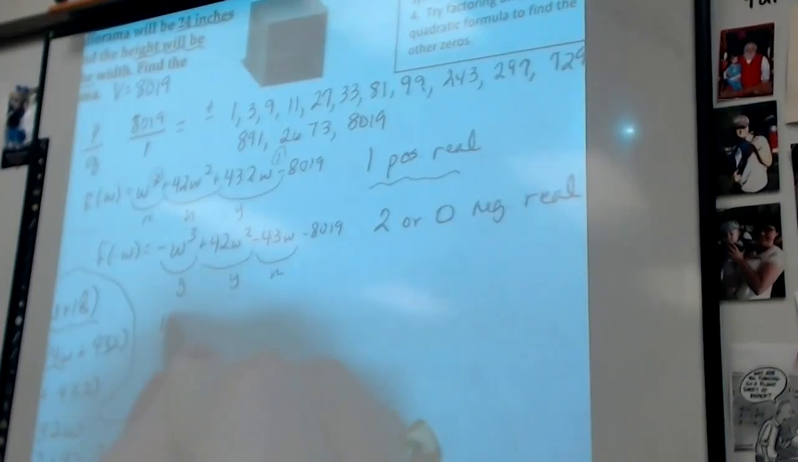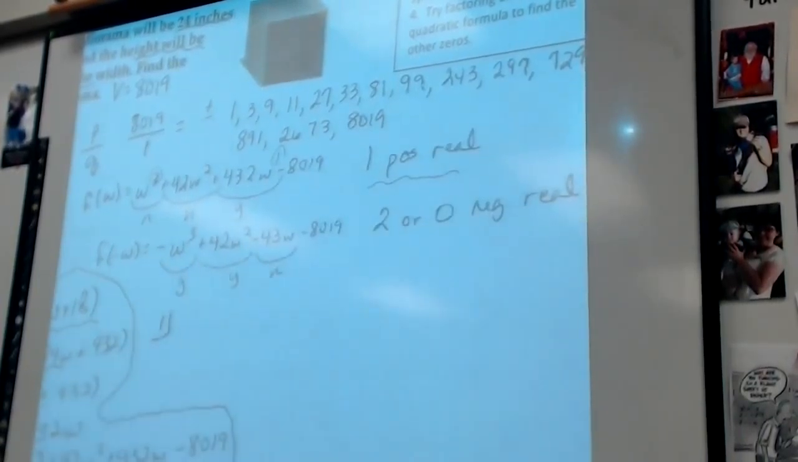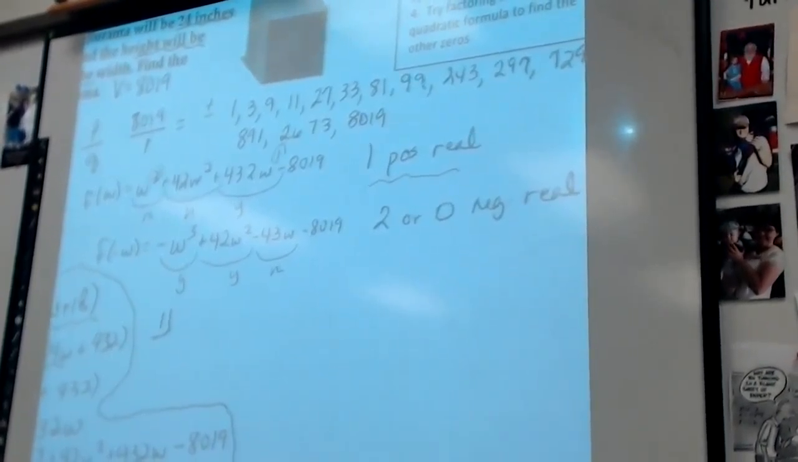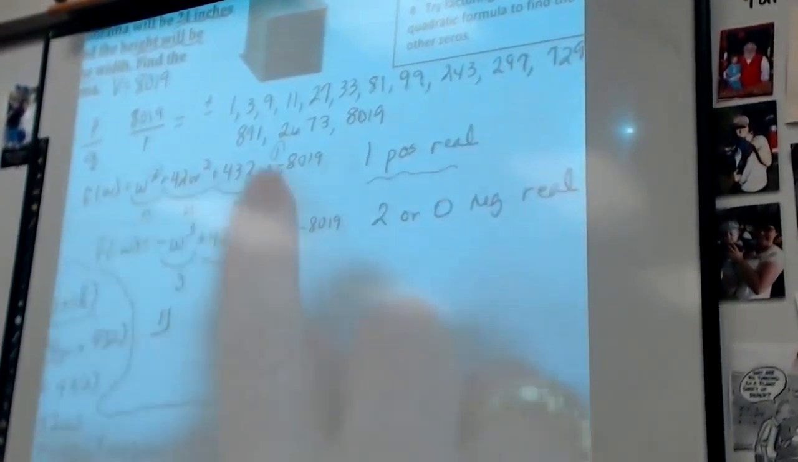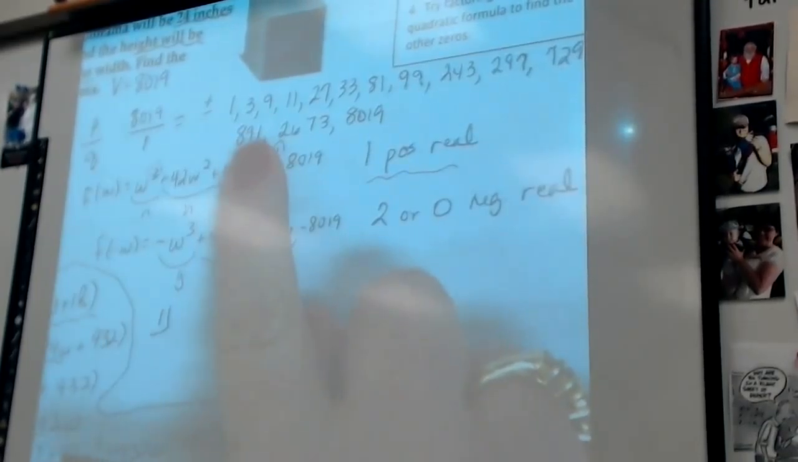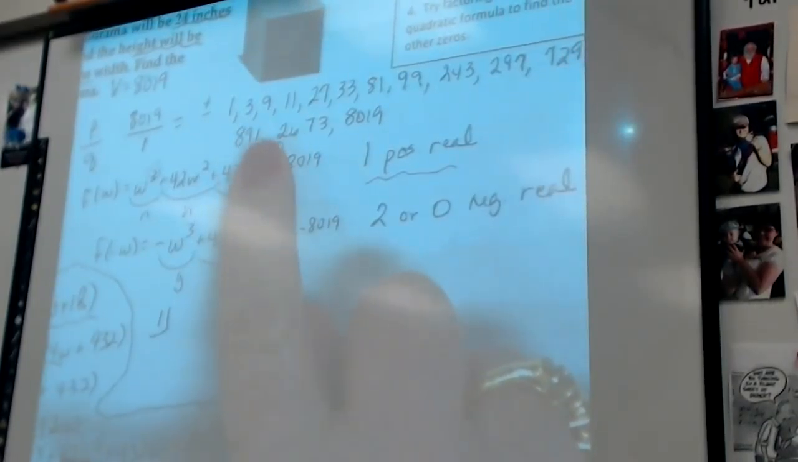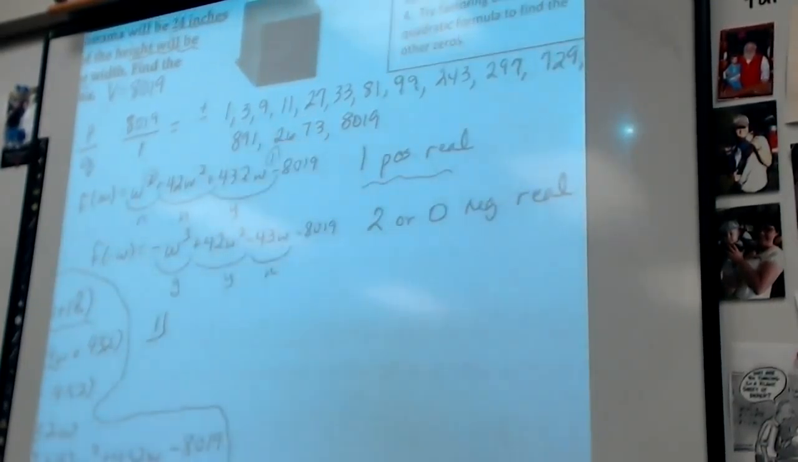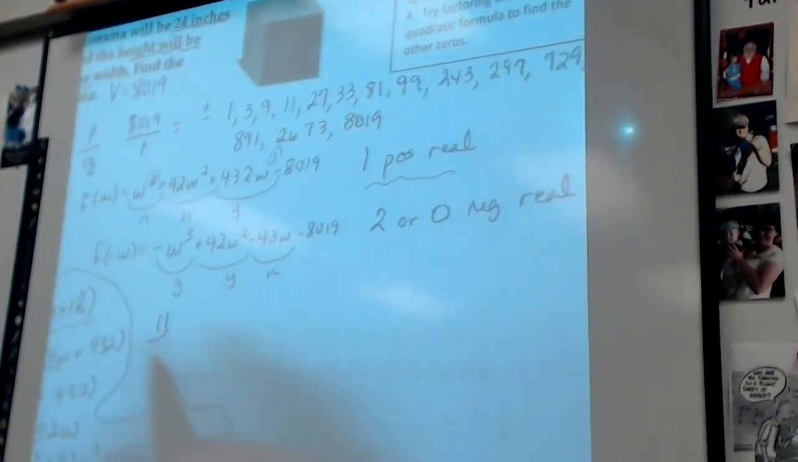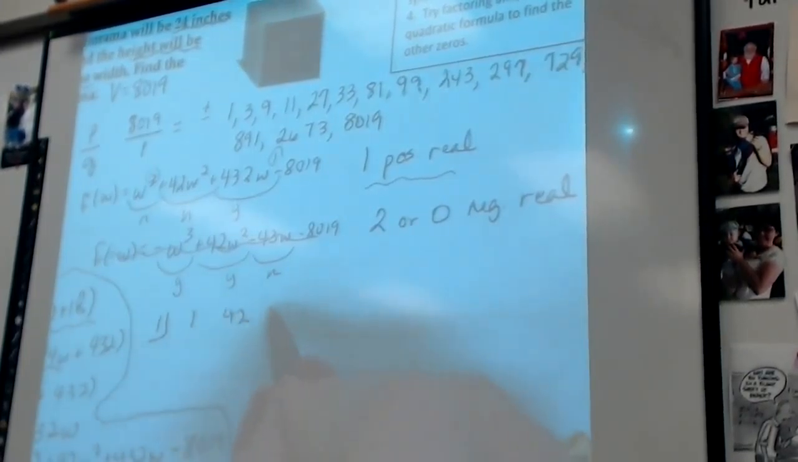1. 1 is always going to be right here, always. Now, if 1 doesn't work, are we going to try 2? No. Why? It's not up there. So see how this helps us narrow it down? Yesterday, we would have tried 2. But this right here helps us narrow it down so we don't have to try the ones that aren't going to work for sure. So let's try 1. Now, be sure you don't use the coefficients when you did f of negative w. So 1, 42, 432, negative 80, 19.